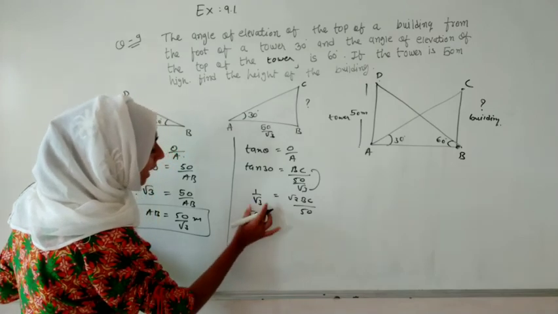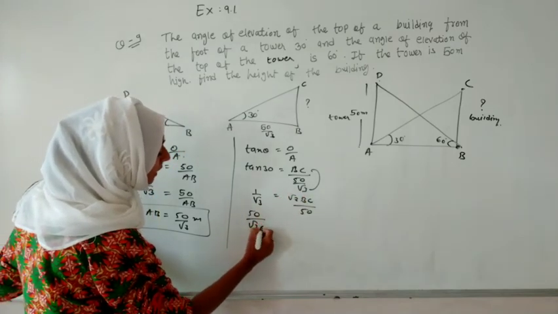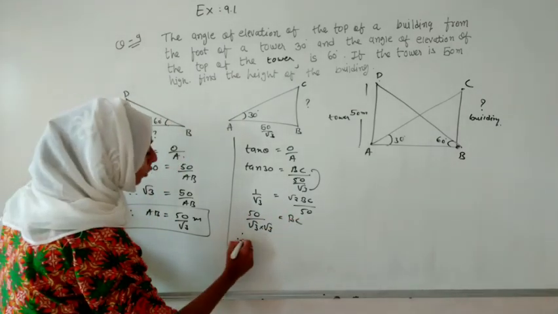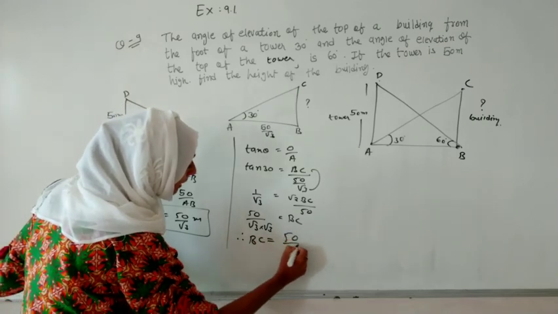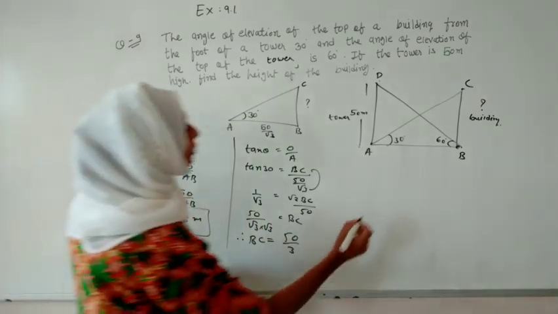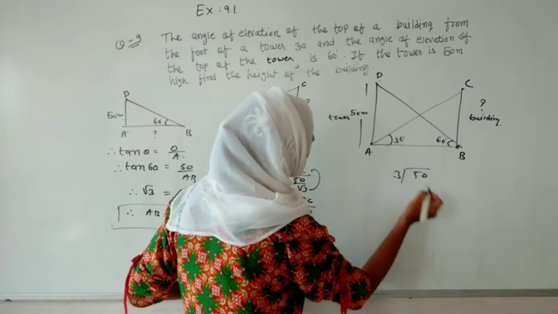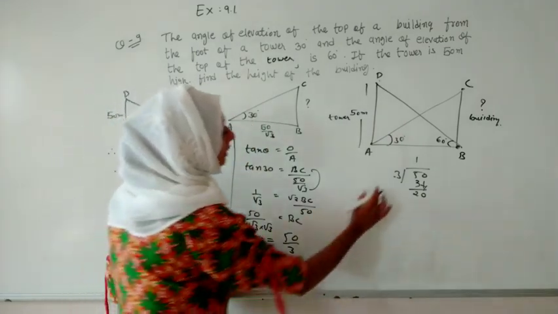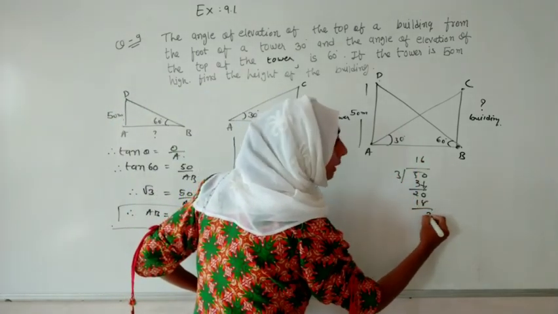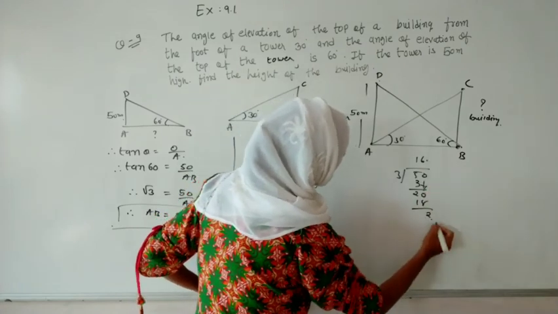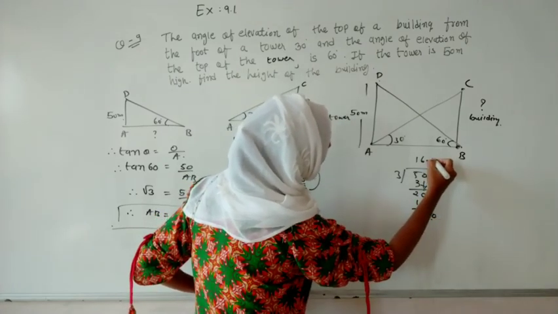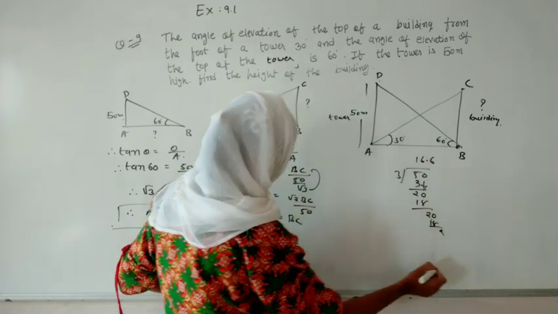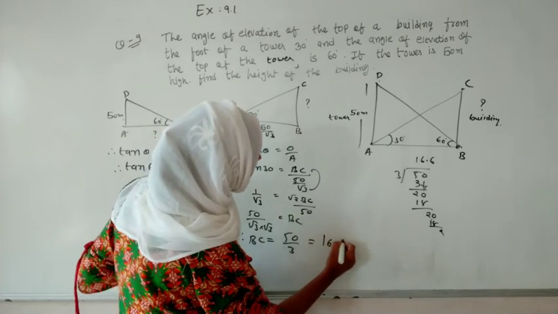So 50 will go up, root 3 is at its place, and this root 3 is coming down, and we are making BC the subject. So root 3 into root 3 makes 3, so BC equals 50 by 3. If we want to solve it, we divide 50 by 3. 3 ones are 3, 2 will remain, take 0. 6 threes are 18, 2 will remain, make a decimal point, make it 20. 6 threes are 18, 2 will remain, this 2 will continue. So we are writing our answer as 16.6 meters.